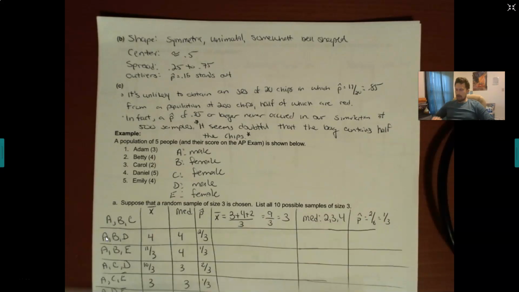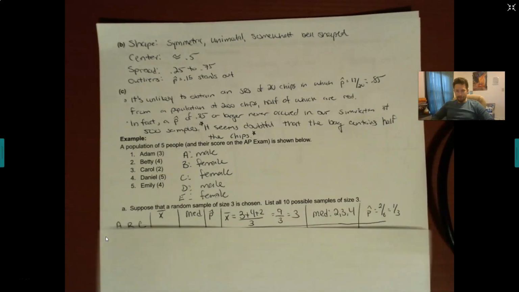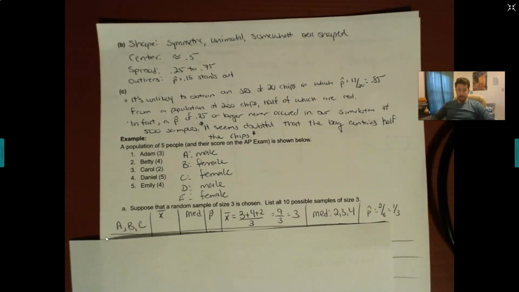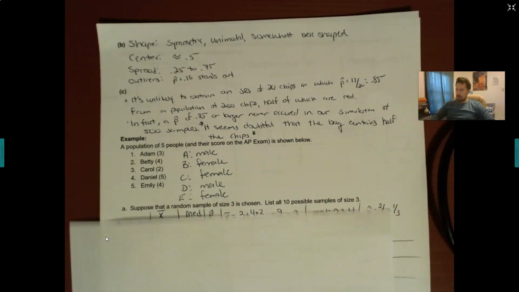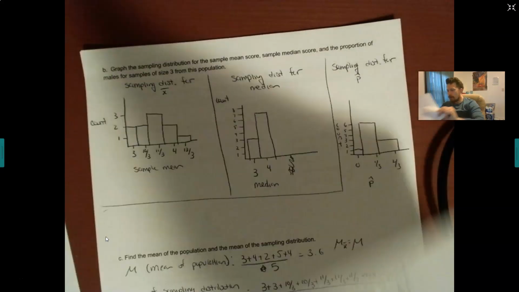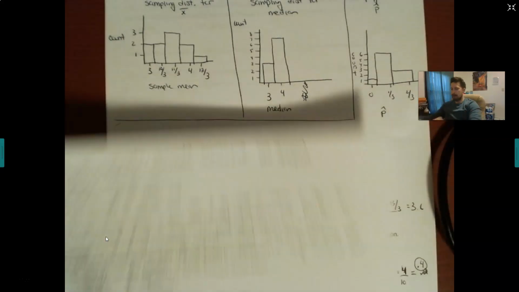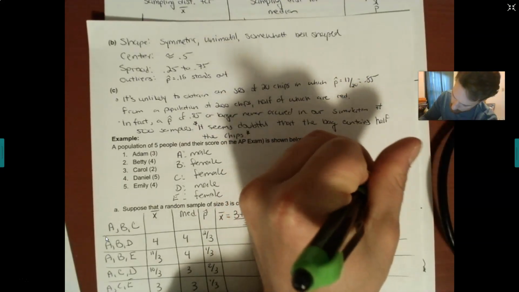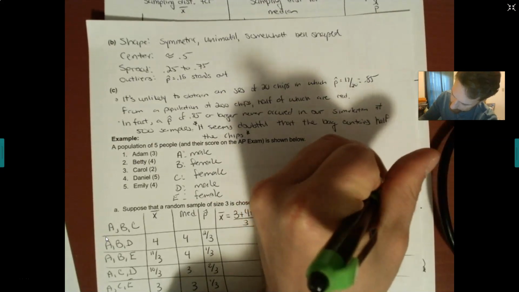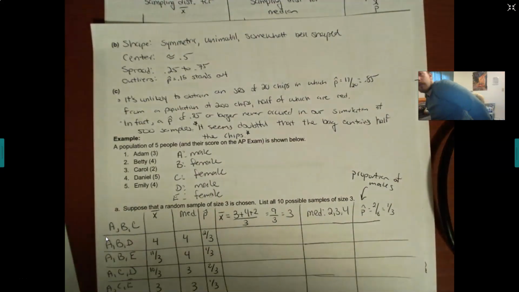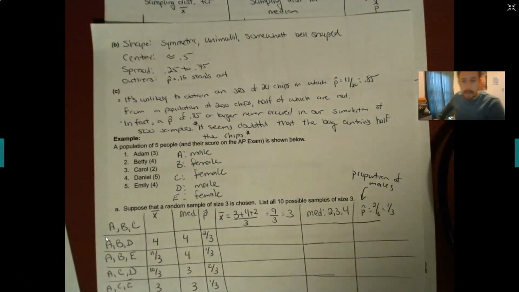We're going to make this table. We're going to calculate 3 statistics: the mean, the median, and the proportion of males. Let me just write that in. I'm going to keep it as a fraction because it's going to be out of 3, right? 1/3, 2/3. We'd have to round if we change it to a percent or decimal.